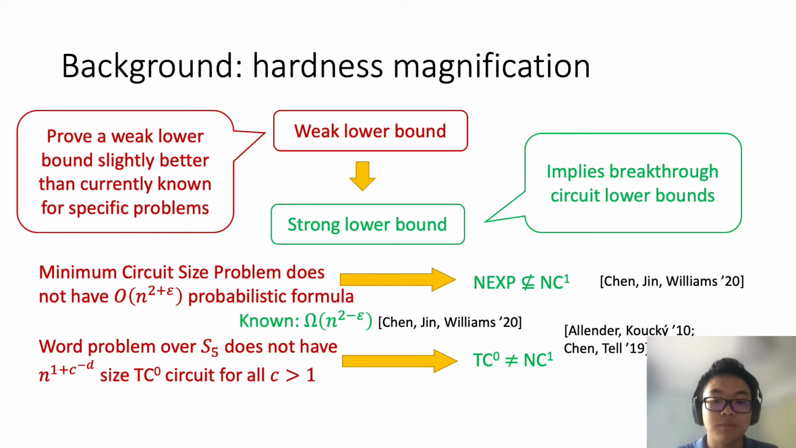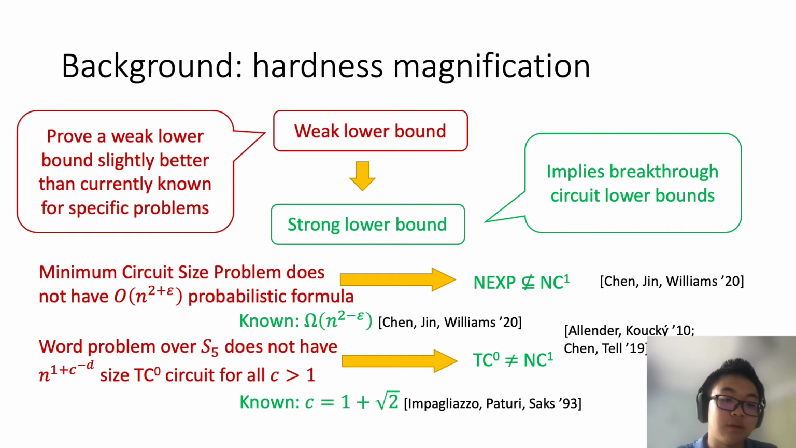Similarly, there's a problem called the word problem over S5, where an n to the 1 plus c to the minus d lower bound for all c greater than 1 in TC0 implies TC0 is not equal to NC1. And we already know such a lower bound for c roughly 2.41. These results tell us there's a threshold such that below it lower bounds are provable, and above it is already enough to imply a big breakthrough.